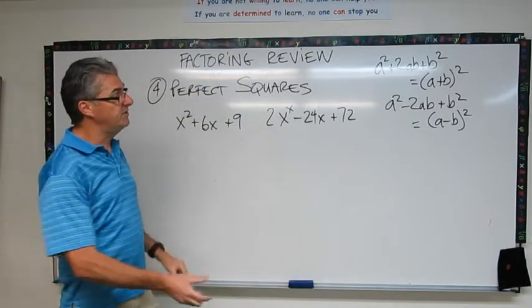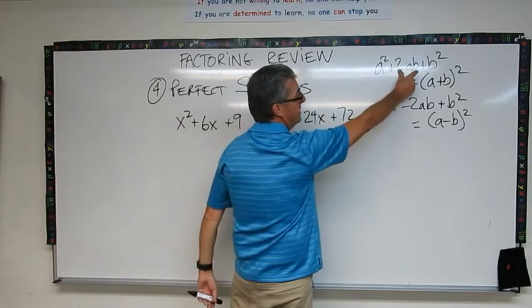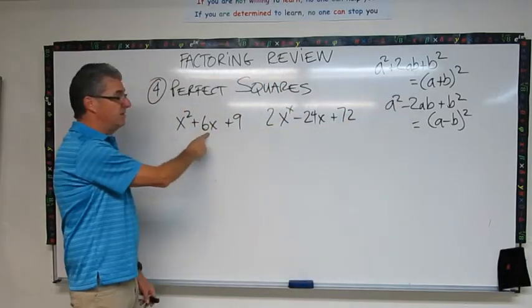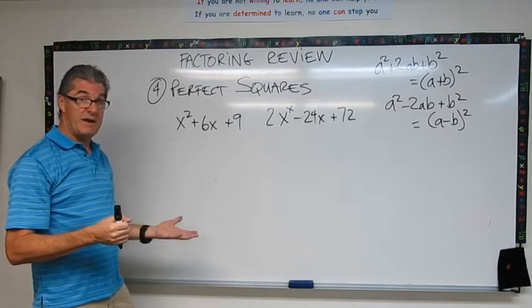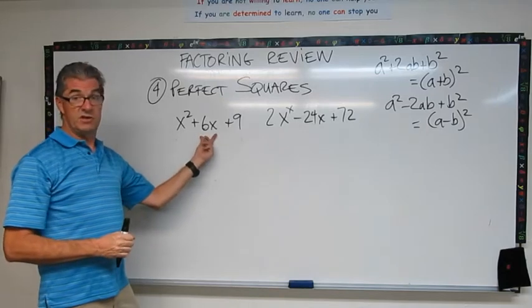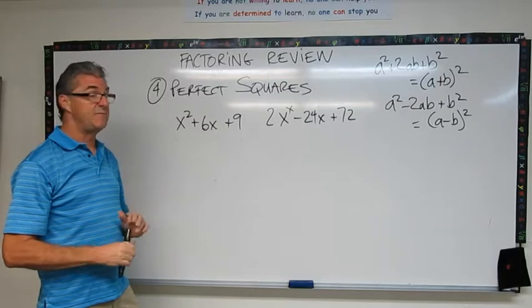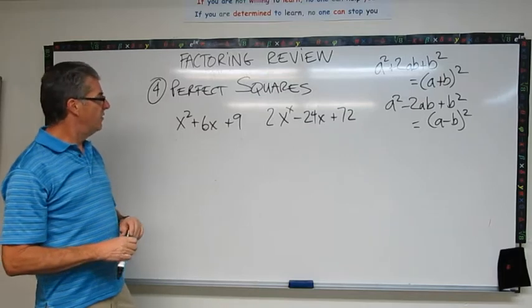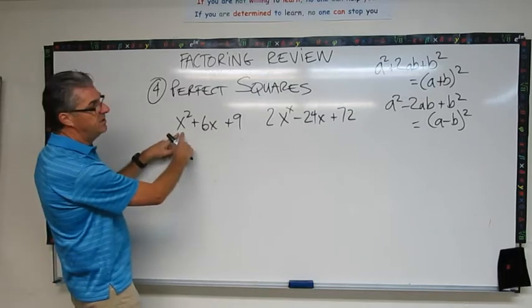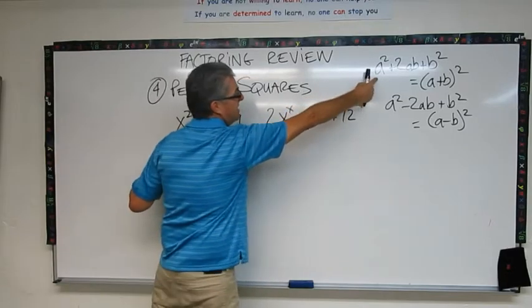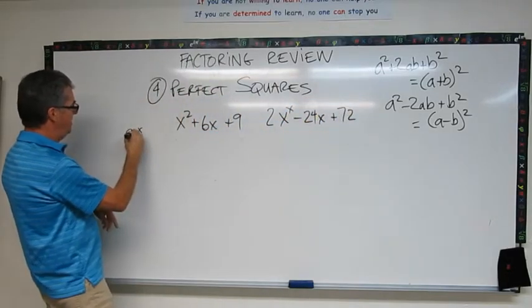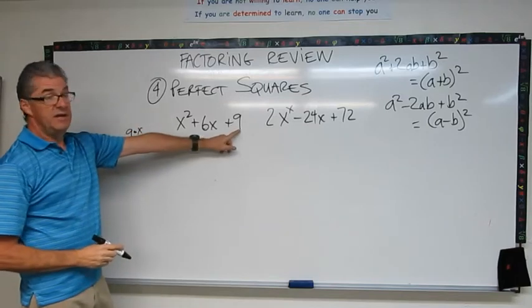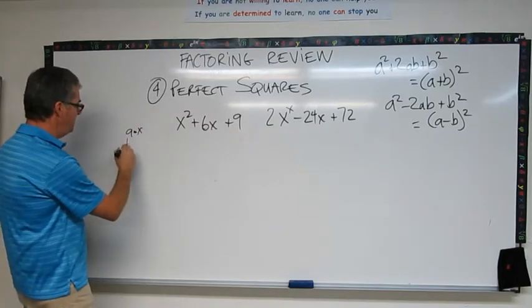What you have to be able to do is recognize the 2ab term in the middle. The other thing is that you can tell this is not a difference of squares pattern because we have a middle term. Difference of squares does not have a middle term. Okay, so what's my a here? This term is a squared, x squared, so a is x. What's my b? It will be the square root of the 9. So my b is 3.